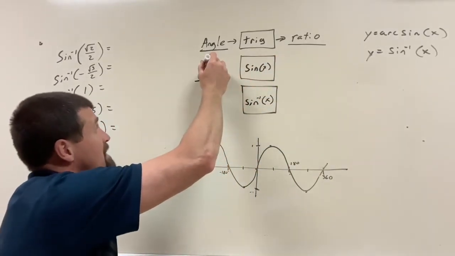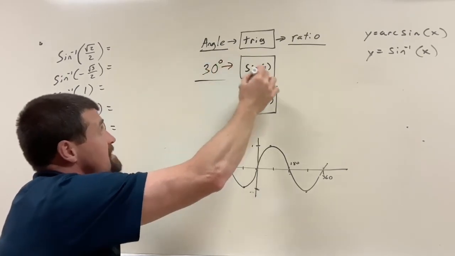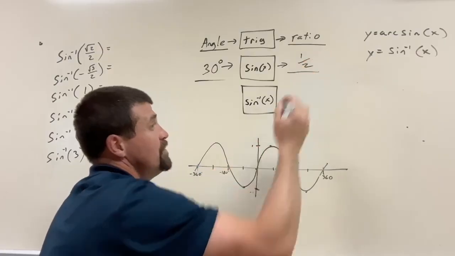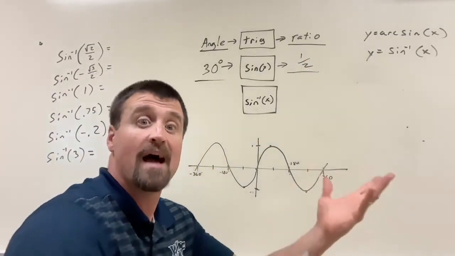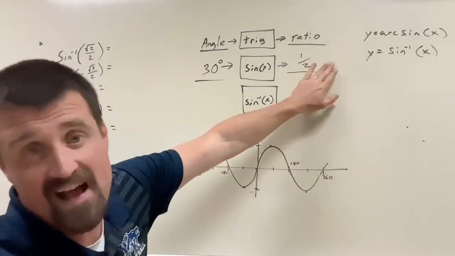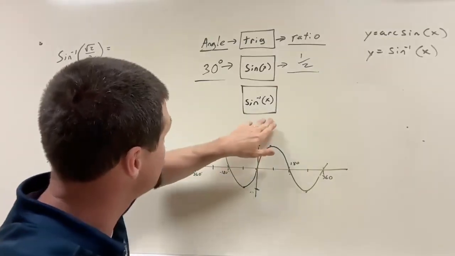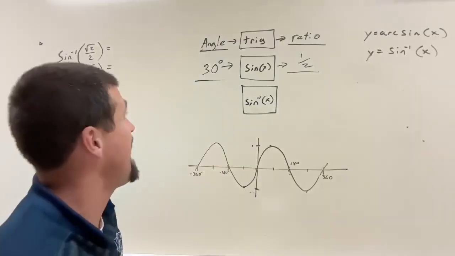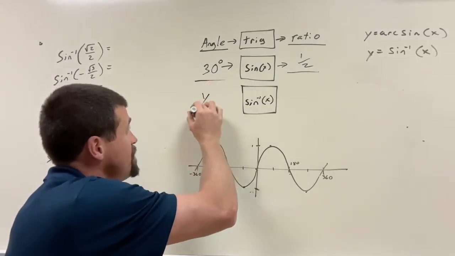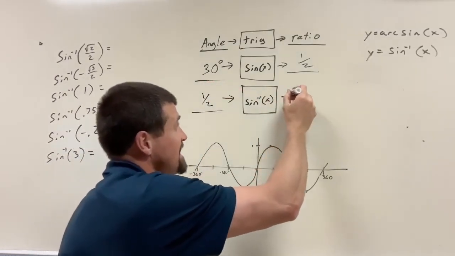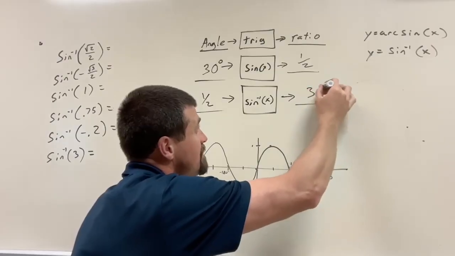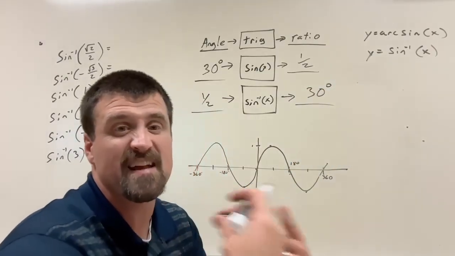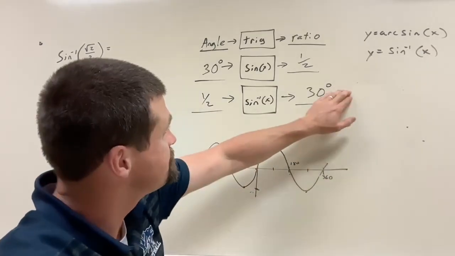For example, if I were to take 30 degrees and plug it into sine, it would give me 1/2. It's the opposite over the hypotenuse. It's the ratio that sine gives us. Inverse sine is going to take the ratio and give us the angle. So we're going to start with a ratio, and it's going to give us the angle. We plug the ratio in, and the arc sine gives us the angle.